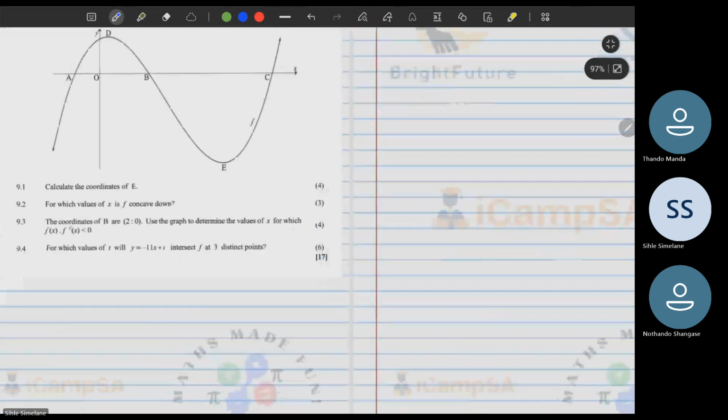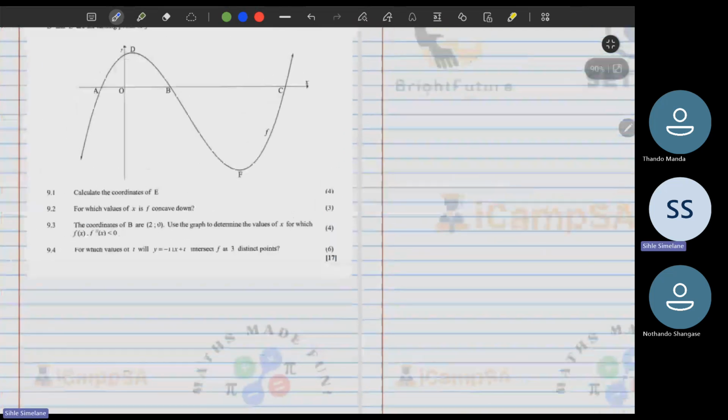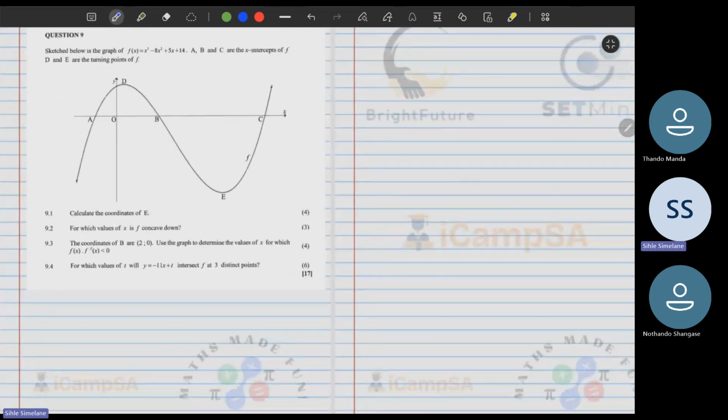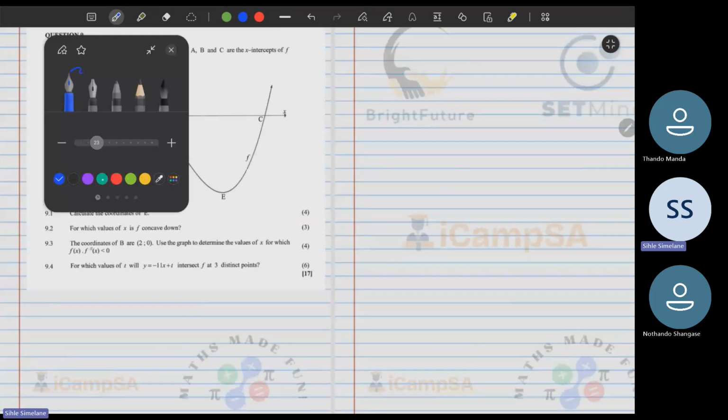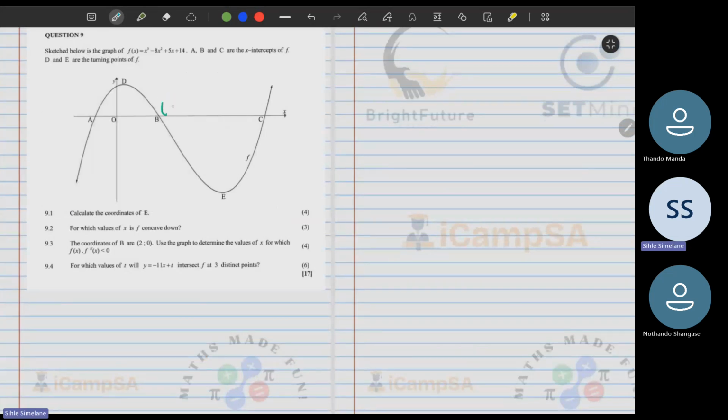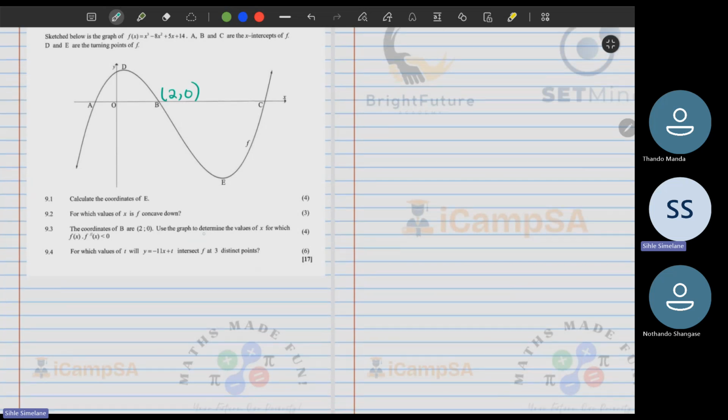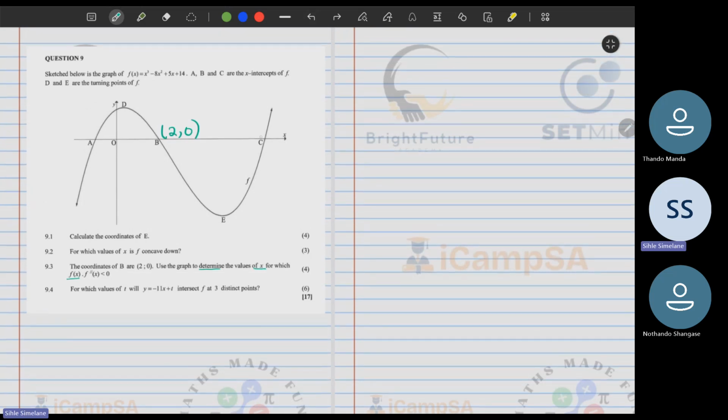So now we are told the coordinates of B are 2 and 0. So they're telling us that here at B we have 2 and 0, meaning they've given us one x value. Use the graph to determine the other x values for which f of x times the second derivative at x is less than 0. Okay. So what we need, guys, if you think carefully, is the x values at C and the ones at A. Then we can go ahead and do this analysis.